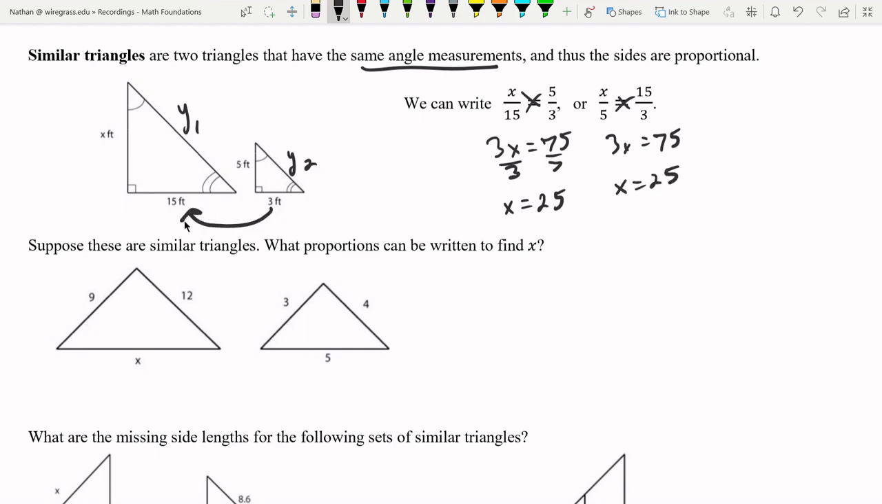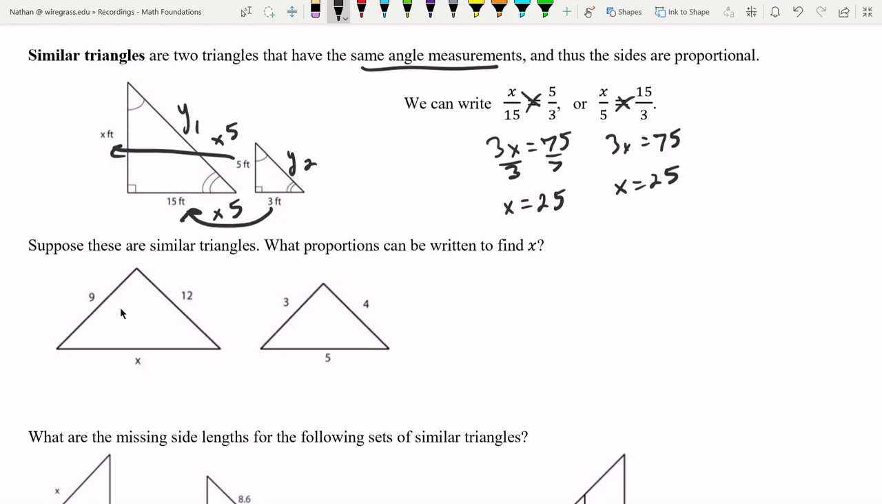3 times 5 is 15. 5 times 5 is 25. So that's the proportionality. It's being scaled up by a factor of 5.